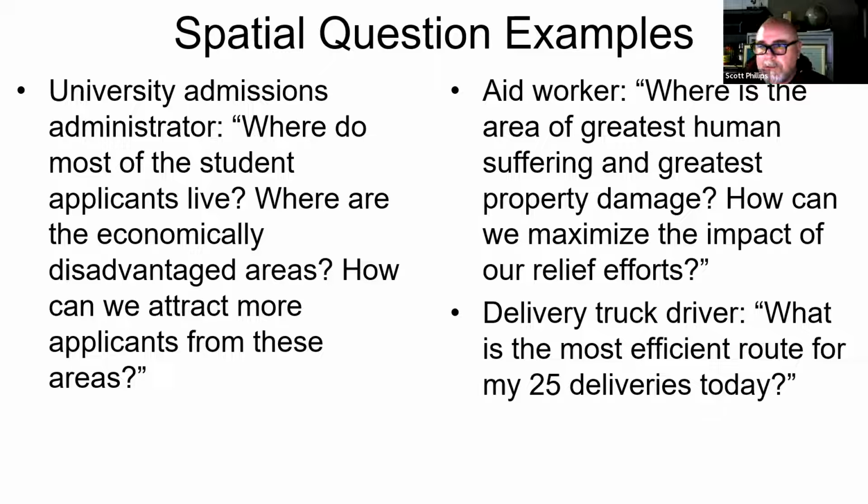If you're working as an aid worker, where's the area of greatest human suffering and greatest property damage? How can we maximize the impact of our relief efforts? If you work for the Red Cross, for example, you may want to target relief to areas where the need is greatest. Or if you're into logistics, a delivery truck driver, what is most effective, or even canvassing for politics, what is the most effective route for my 25 deliveries today or my 25 canvassers if we were trying to advocate for something?